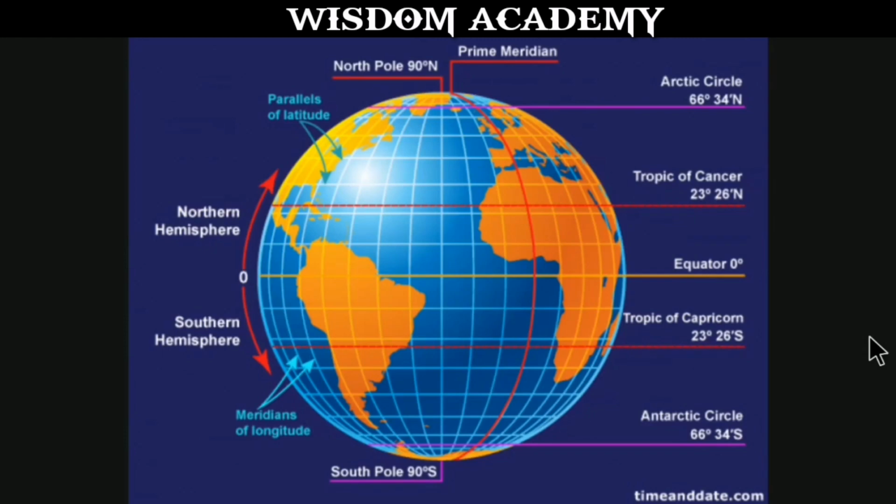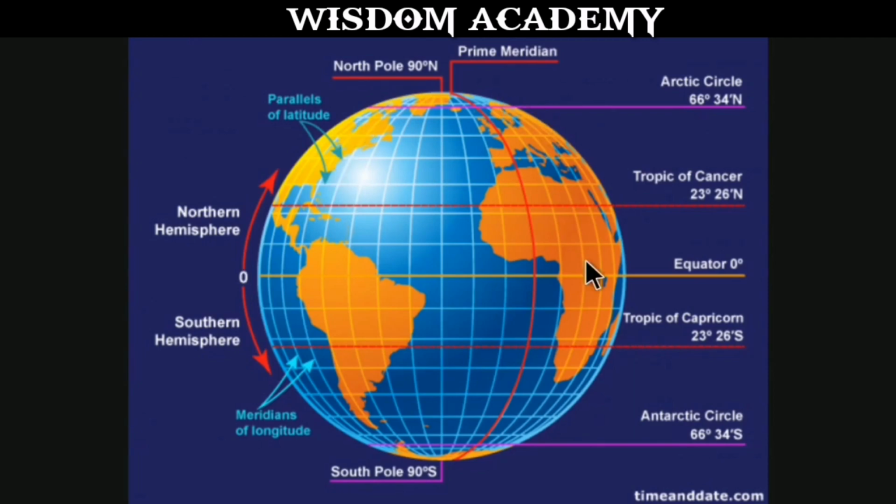Welcome to the second chapter of 10th Maharashtra State Board Geography. The chapter name is Location and Extent. In this chapter we will study the location of Brazil and the location of India in the world. Before that, let us see how location is determined in the world.